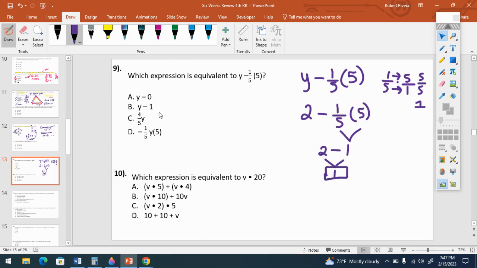Now, did I ever do y minus 0? Did anything ever become a 0? Of course not. Did everything become a 1? Yeah, I saw a 1 right there. And was the y what? The y was 2. So you know what? Letter B looks good. Did we ever have 4/5 anywhere here? Nowhere did we have 4/5. Now, did I multiply 2 times 5 first? Nowhere did I multiply 2 times 5. We subtracted with the 2. We never multiplied 2 times 5, so this guy is dumb. So the answer is B.